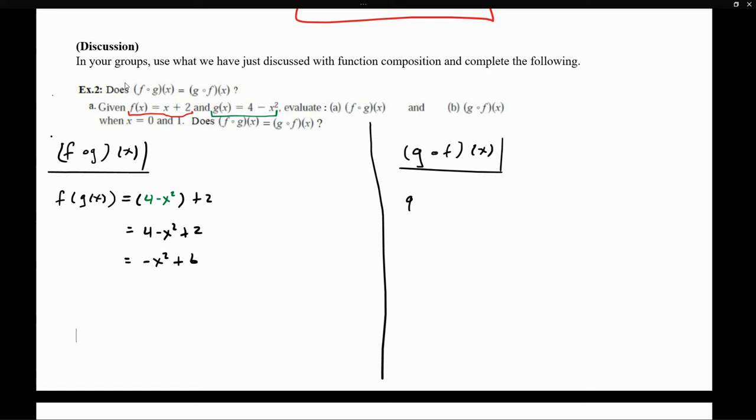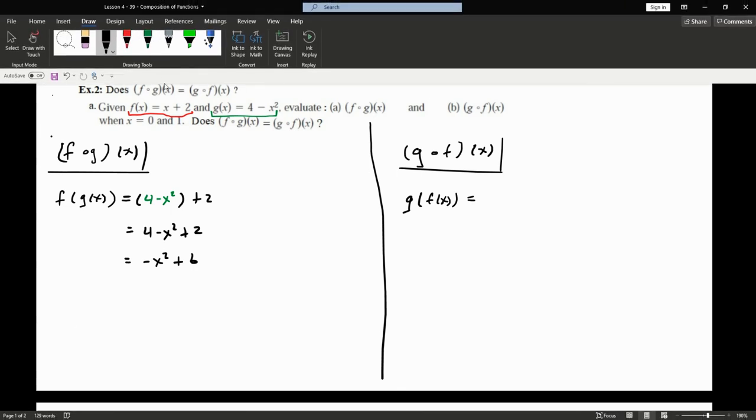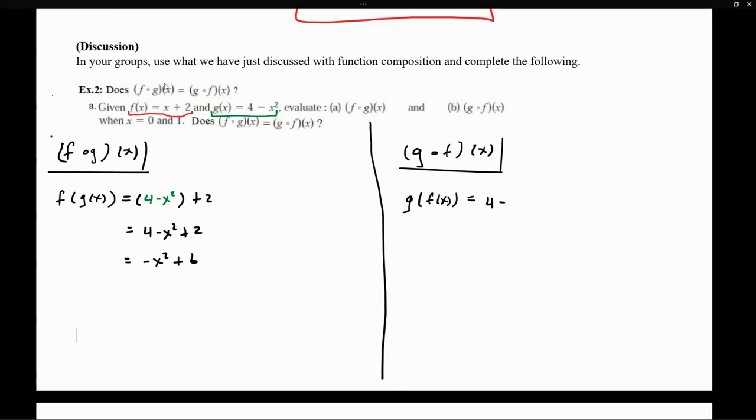Well, let's see. What happens if we get the value of g and we compose it with the function of f? Again, what we're going to do here is take a look at the function of g, and every time we see an x, we're going to substitute it with x plus 2. So let's do that, and let's see what's the result. So we're going to have 4 minus, and notice that here we have an x, so let me substitute it with the whole function, x plus 2.